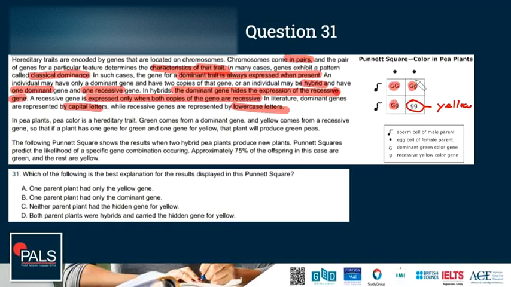Now, to get this result in our Punnett square, both parents need to have one capital G and one lowercase g, capital, lowercase. Only in this situation are we able to get the combination for yellow here. So that means the correct answer here is D. Both parent plants were hybrids. Again, a hybrid carries both versions, dominant and recessive.